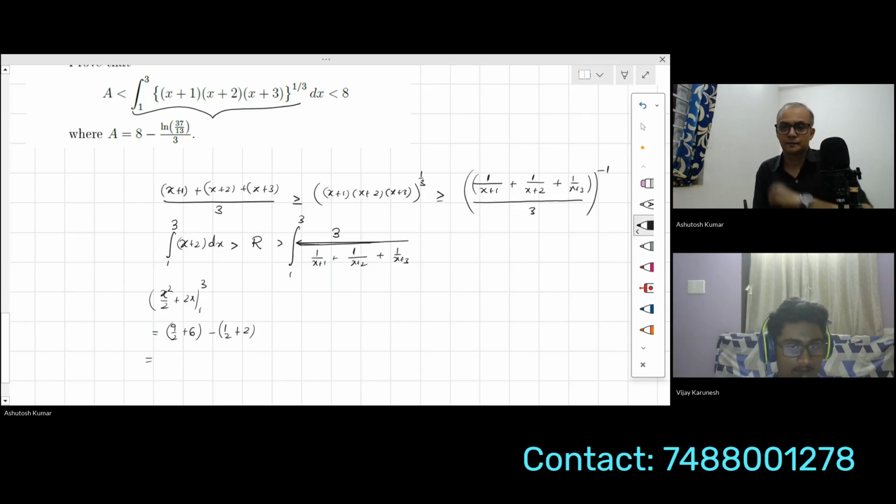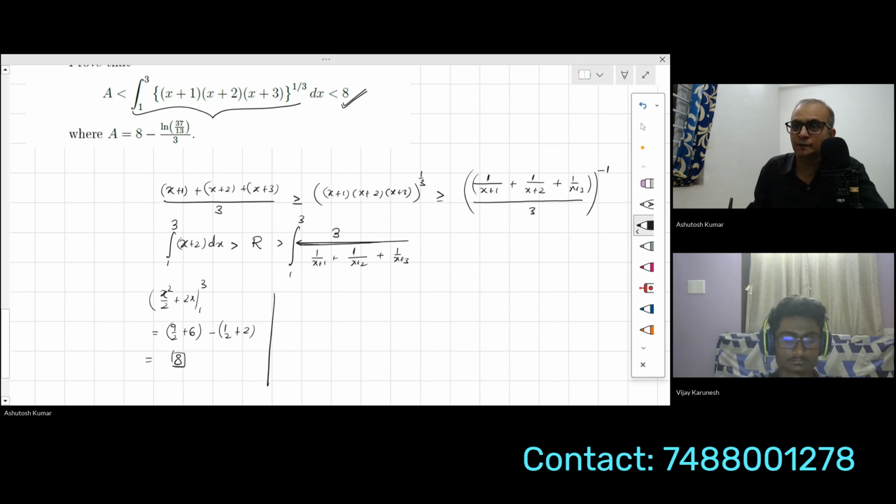So what do we get here? 9 by 2 minus 1 by 2, that is 4. It means we have already proved that this is the maximum value, correct? Yes, sir. Now we have to prove whether this value is going to be, so let's call this A, because it's also indicating this A. So we are almost there. So let's find it out.